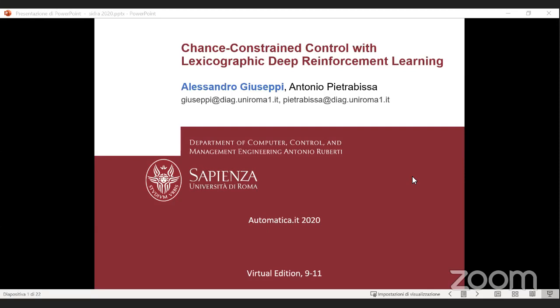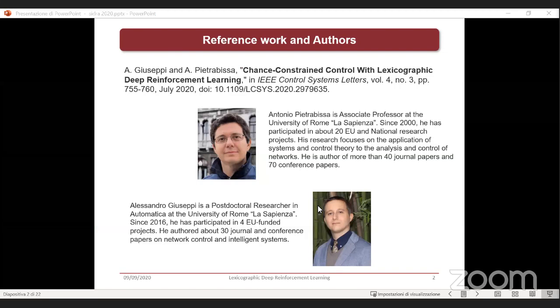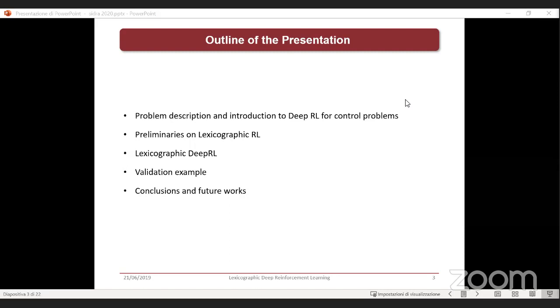As you mentioned, this presentation will cover the results of a recent contribution that appeared in IEEE Control System Letters with the same title as the presentation, by myself and by Professor Antonio Pietrabissa from the University of Rome, La Sapienza. To give a brief outline, we will start with a problem description and introduction to deep reinforcement learning for control problems. Then we will give some preliminaries on lexicographic reinforcement learning, and then discuss the results related to lexicographic deep reinforcement learning. We will then present a validation example and draw the conclusions and highlight the future works of this research.